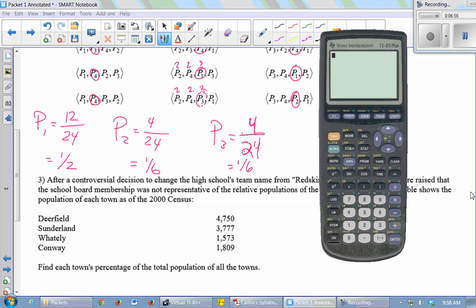Remind the people who forget, how do you do it? 12 divided by 24. So 0.5. Multiply by 100. So you get 50%.